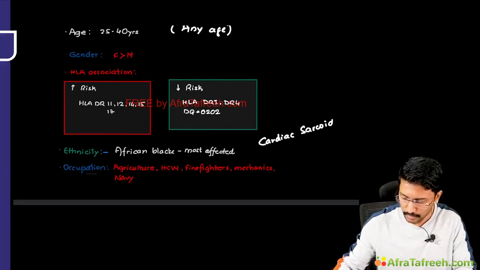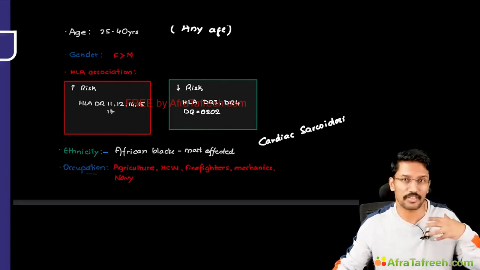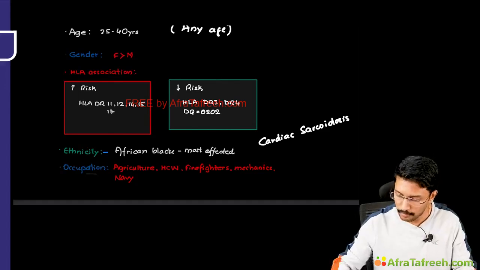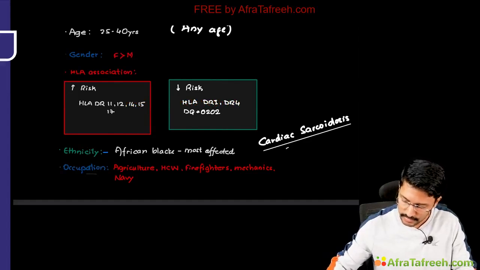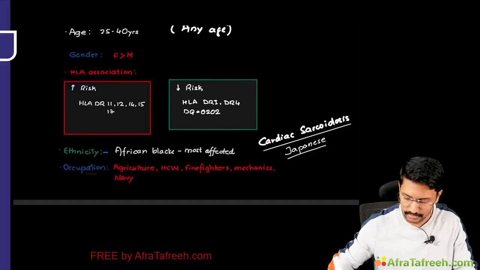So when African blacks are affected, obviously it is the typical presentation. Lungs are the most commonly involved organ. But when it comes to cardiac sarcoidosis, we have to remember that it is the Japanese who are at increased risk of developing cardiac sarcoidosis.